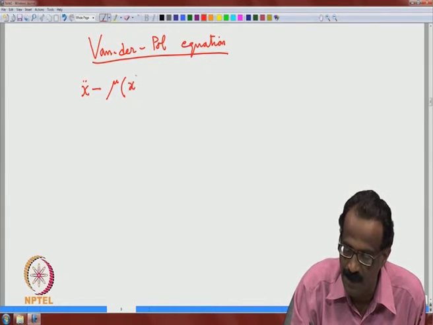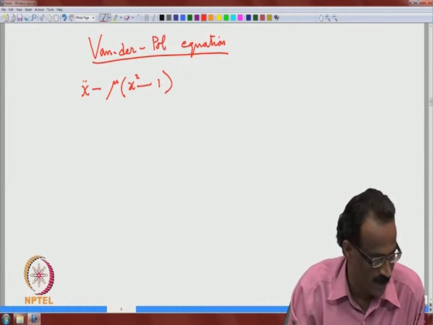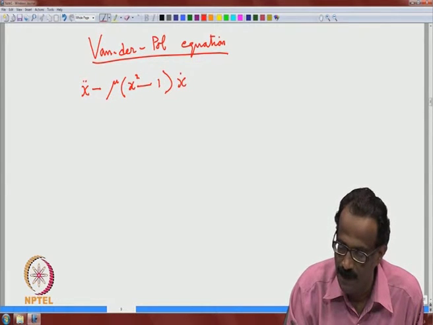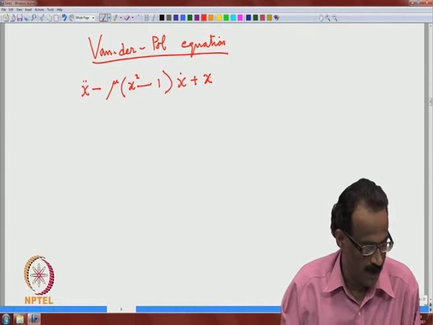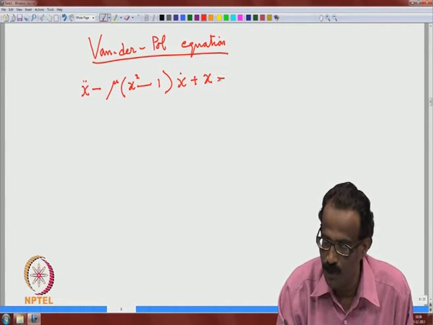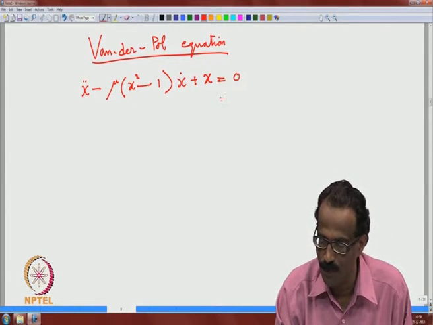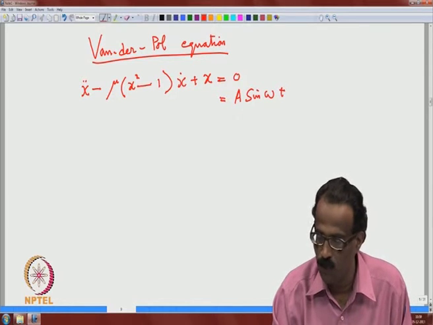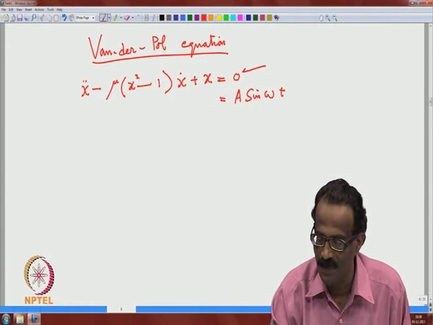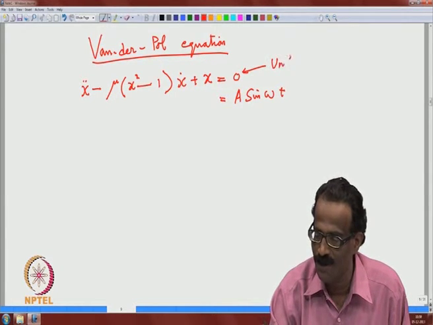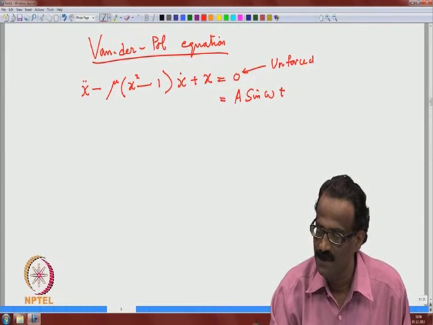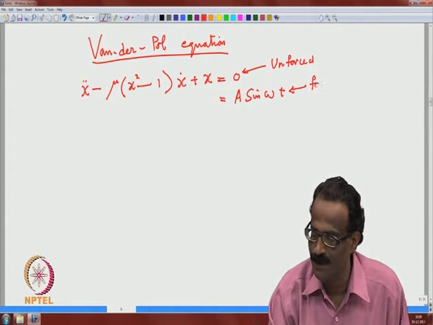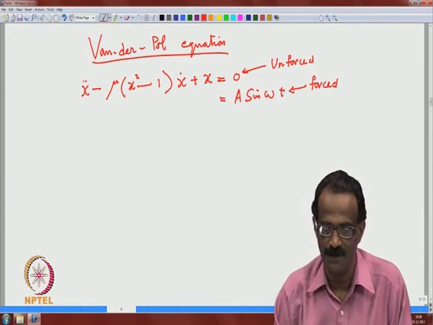Everything is of that form, (x square minus 1) into x dot plus x. Here also, you can put it equal to 0, or you can put an external term, A sin omega t, if you want a forced one. So this is called the unforced van der Pol equation, and this you can call the forced van der Pol equation, where you are putting an external force there.